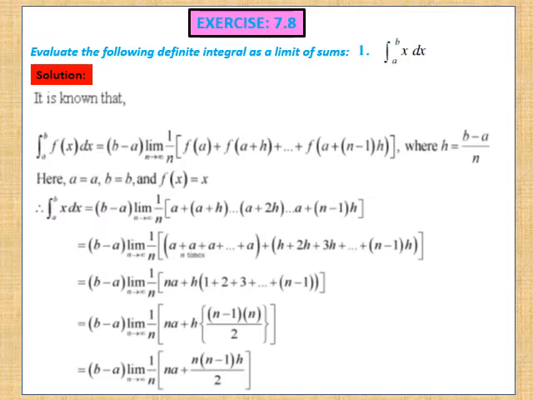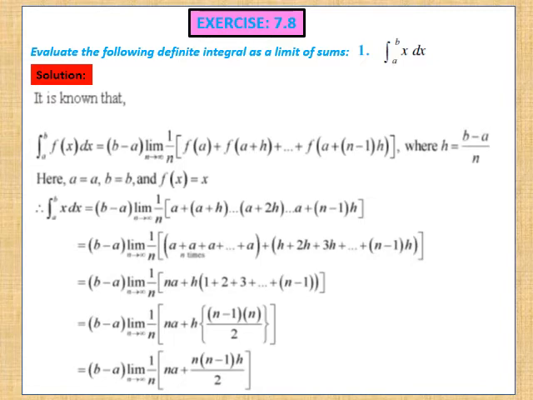Now here you can see that the lower limit is a and the upper limit is b, and f(x) equals x. So putting these values, we will get integral a to b x dx equals (b minus a) into limit n tends to infinity, 1 upon n, [the value of f(a), which is a, plus f(a plus h), which is a plus h, and so on, a plus 2h, a plus 3h, and the final will be a plus (n minus 1) into h]. So (b minus a), limit n tends to infinity, 1 upon n. You can see that we have a, n number of times, so it is a plus a plus a up to n number of times, plus h plus 2h plus 3h up to (n minus 1) into h. So (b minus a), limit n tends to infinity, 1 upon n.